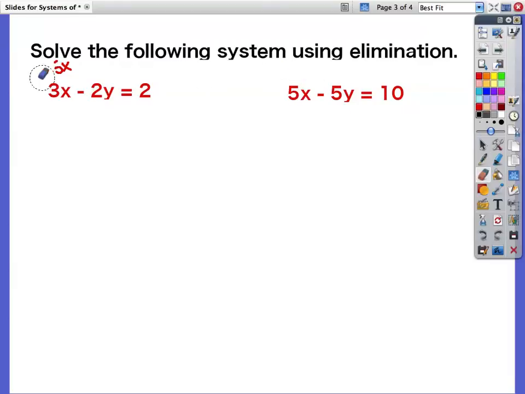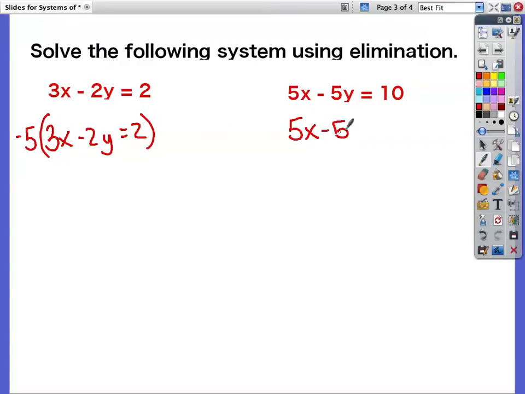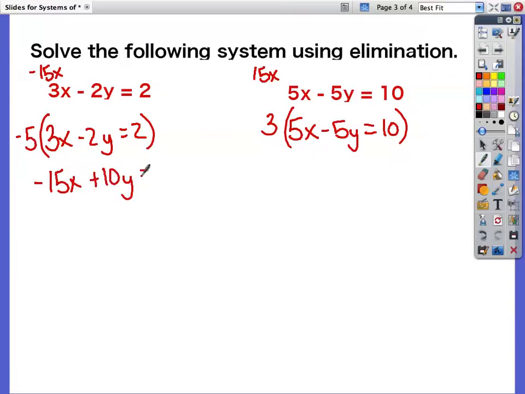First, you have to realize it's totally mathematically fine to multiply or divide everything in an equation by the same number. So in other words, I'm going to multiply everything in this equation by negative 5. And then I'm going to multiply everything in this equation by positive 3. Because my goal was to get this to a positive 15x, and this to a negative 15x. So when I do the multiplication, I get the following. Same over here. I'll get 15x minus 15y equals 30.